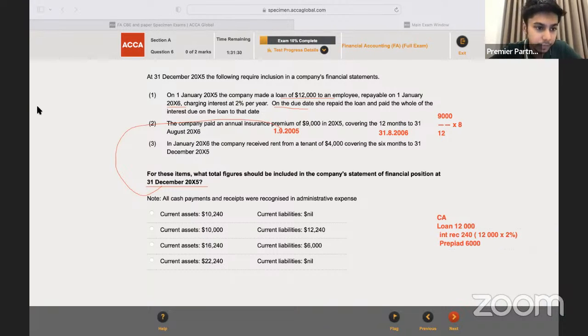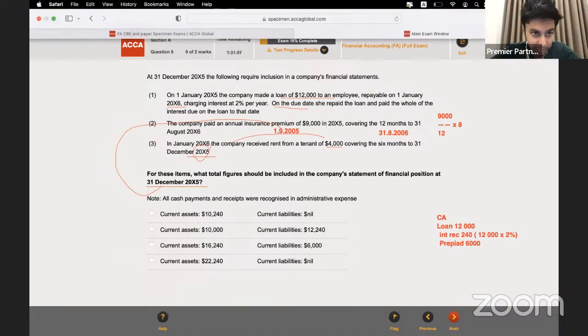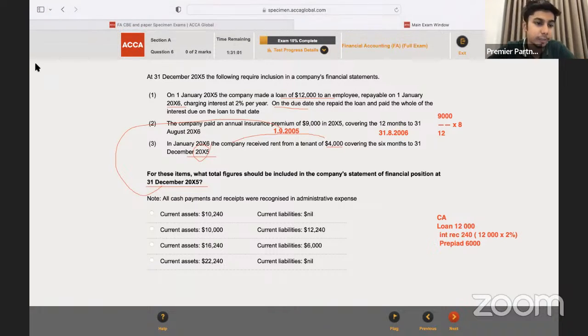Right, third one. In January, the company received a rent of 4,000 covering 6 months until 31st of December 2005. See, guys, the rent which was due in December 2005, the person is giving us in January only. So in December, we didn't get this. In January only we got. So in December, if we have to get it, what is that? This is income receivable, rent receivable. Rent receivable is also, guys, a current asset. Rent receivable, 4,000.